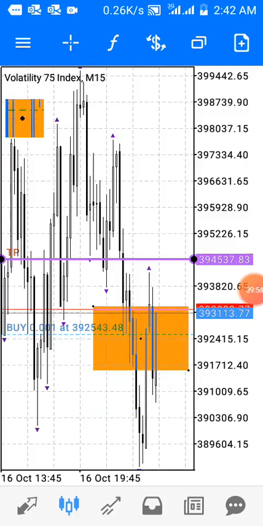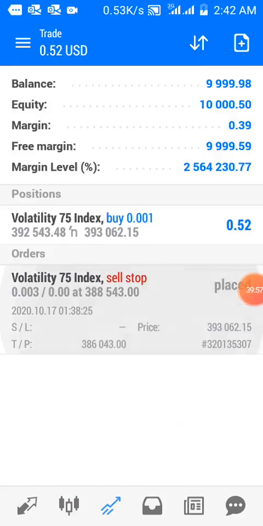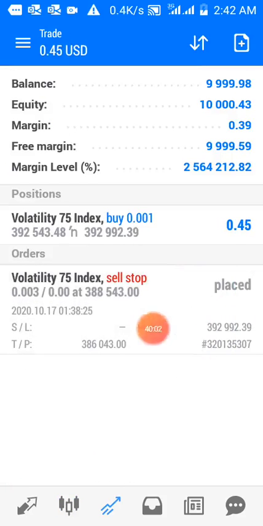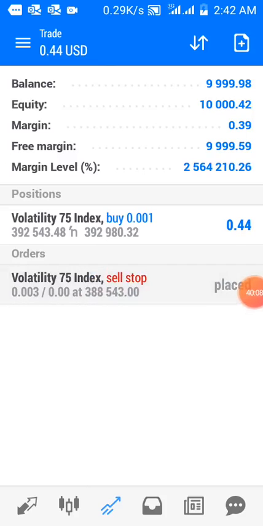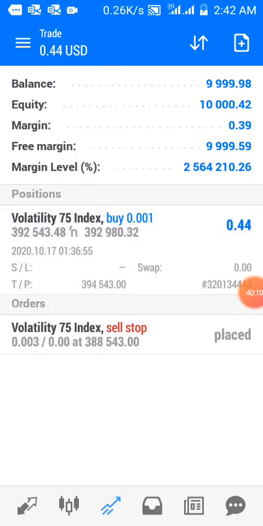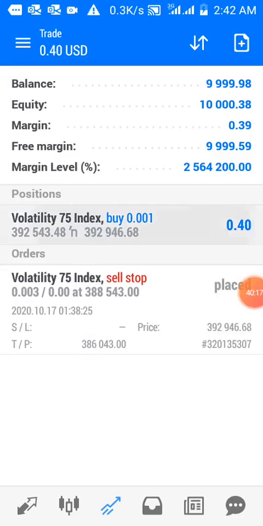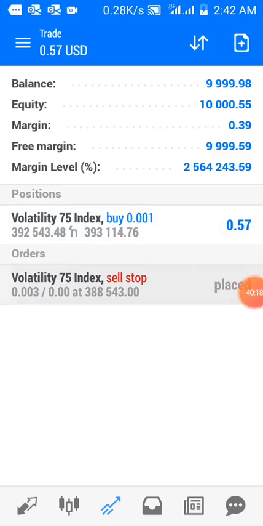Once the insurance trade, which is our pending order, is triggered, then we quickly adjust the take profit for it and adjust the take profit for the initial trade. Then we also set the stop loss for it and the stop loss for the initial trade. Then we place our edge trade.